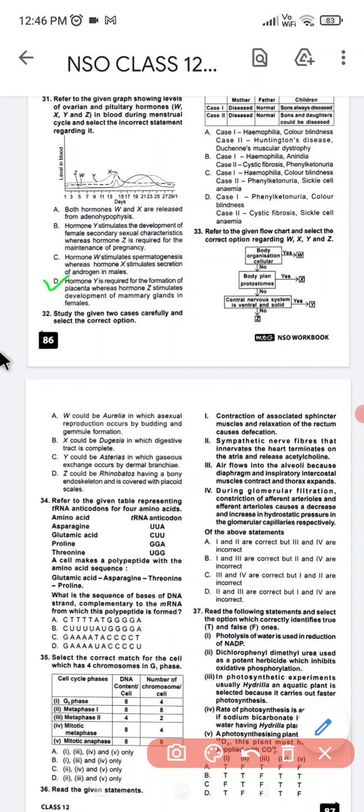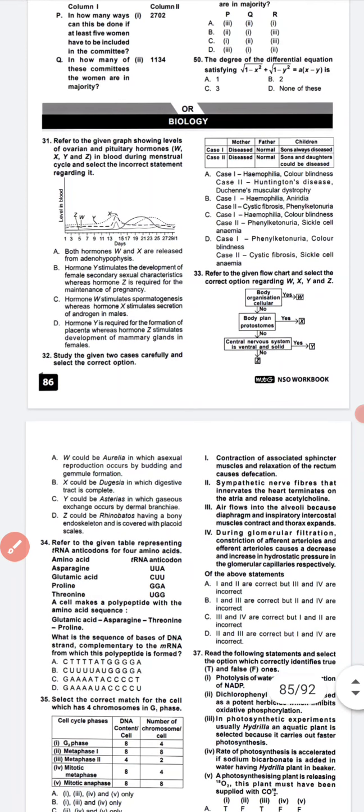After that, we move to the next question, and the next question we have over here is question 32. In question 32, what we see: study the given two cases carefully and select the correct option. Okay, the case 1 and case 2. See here, father, mother, and children. Here we have provided two cases, case 1 and case 2. Disease normal, sons always disease, sons and daughters could be disease.